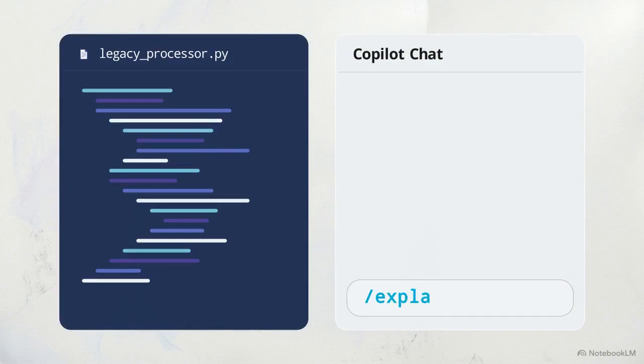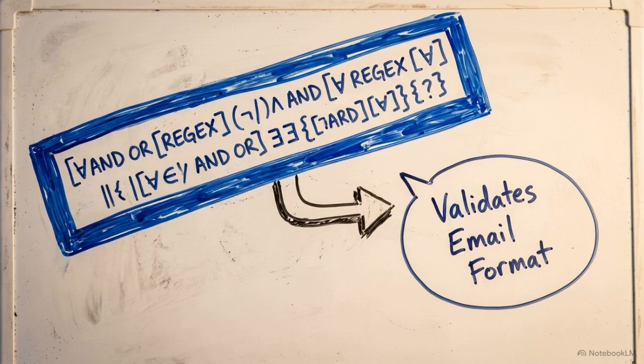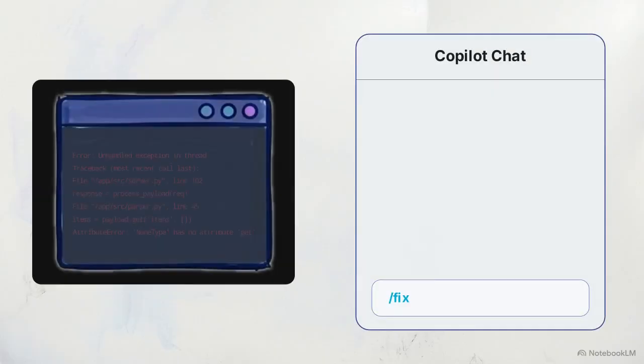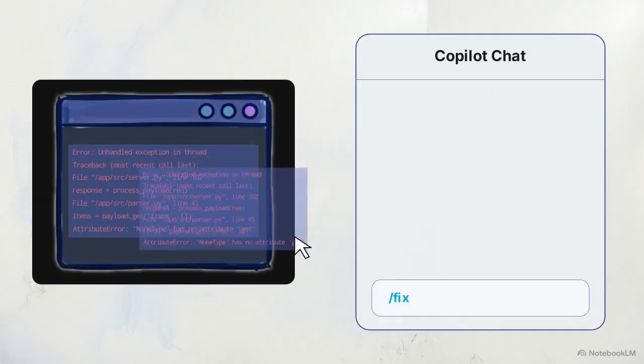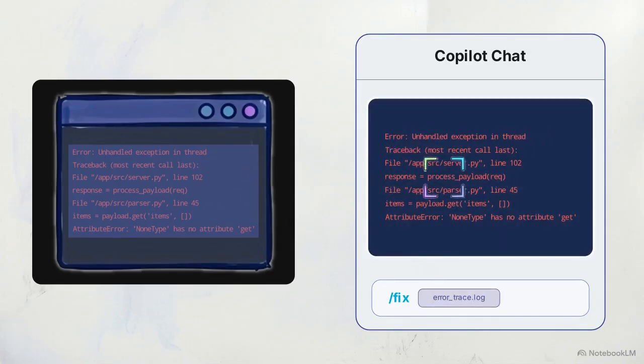Typing /explain instantly deciphers dense, undocumented legacy logic. You can highlight a complex block of regex, and the system breaks down its exact function in plain English. The /fix command allows you to feed raw error traces directly into the interface, so the system can identify the root cause of runtime failures.